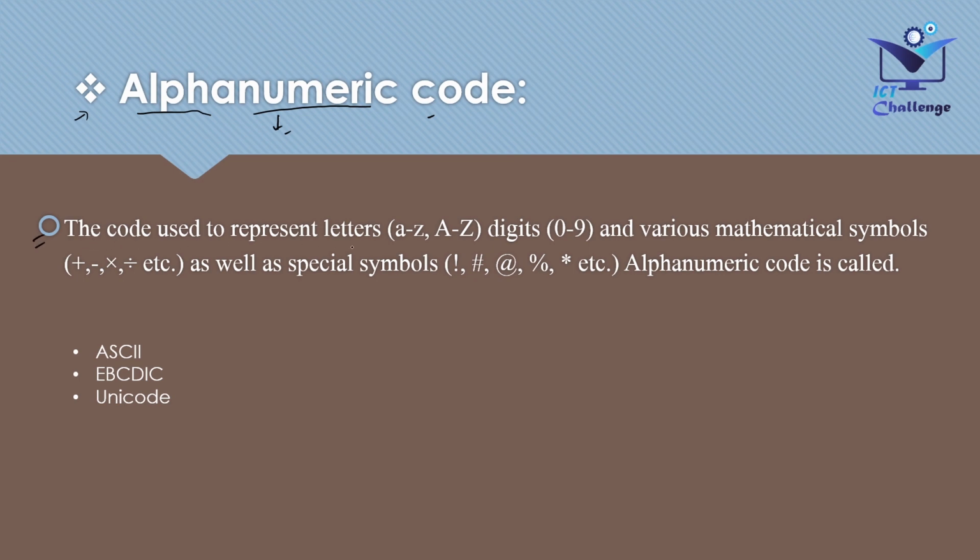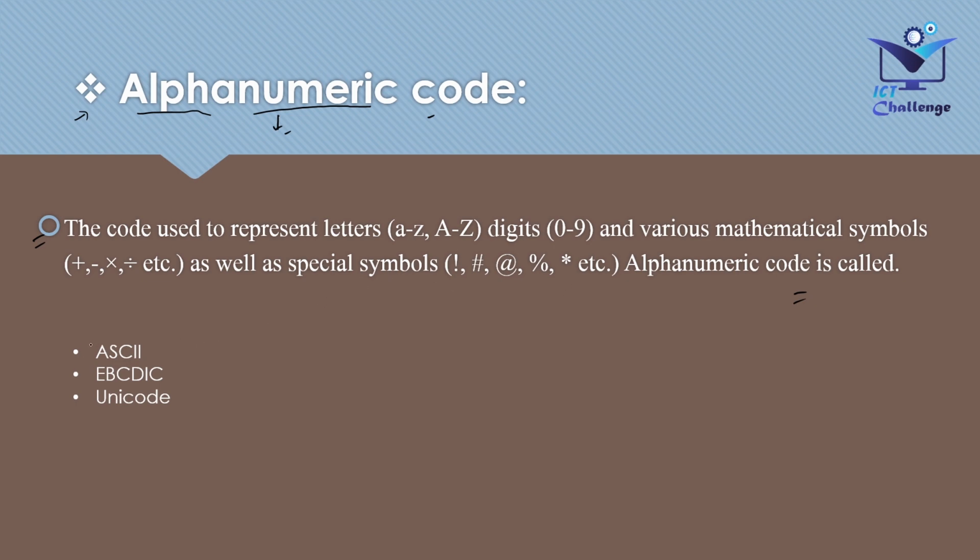So here is another definition. The code used to represent letters A to Z, digits 0 to 9 and various mathematical symbols like plus, minus, etc., as well as special symbols like exclamatory, hash, at the rate, that is alphanumeric code. So this is the actual definition for alphanumeric code.